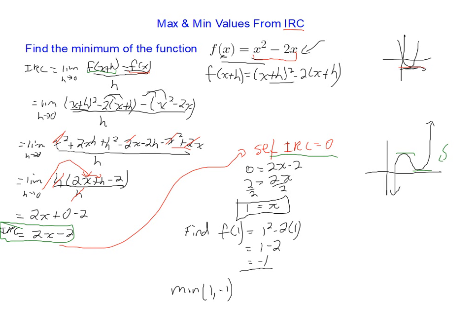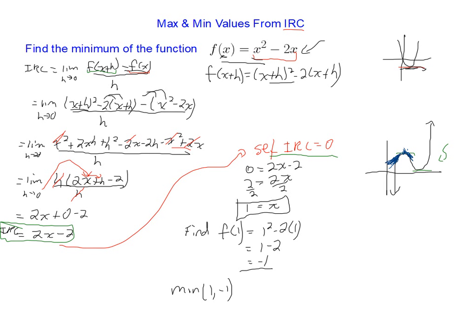Notice here that at the maximum, that's this point right here, the local maximum, the function went from increasing to decreasing. And that's always true at a maximum. So you can see here that the instantaneous rate of change was positive here. The slope of the tangent was positive. And here, the slope of the tangent was negative. So that happens at a maximum.